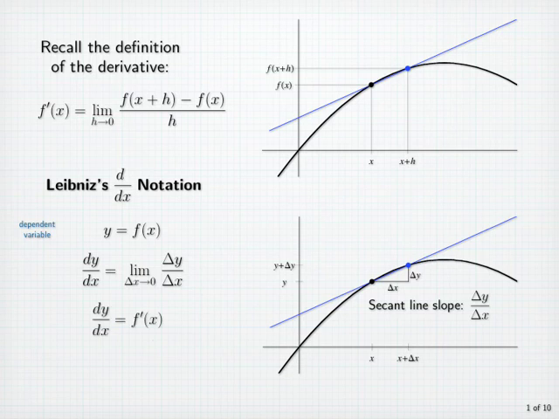A particular value of the derivative at x equal to some a is f prime of a, and in our new notation, since there's no slot in which to substitute a, we use the notation shown here, which we read as dy dx evaluated at x equals a.